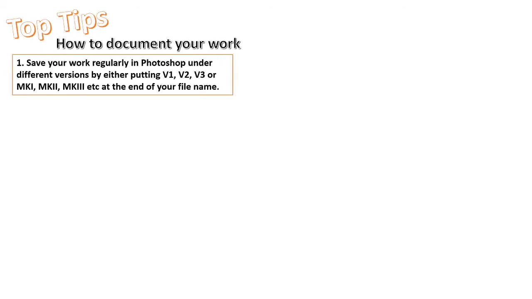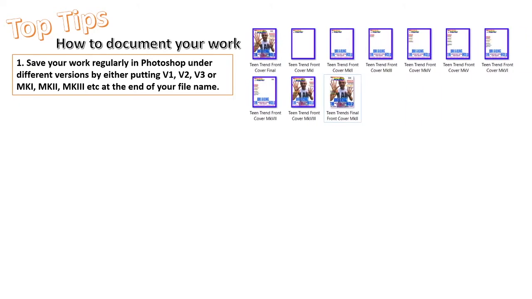Now, there are some top tips that I can recommend in terms of how to document your work. The first is to save your work regularly in Photoshop under different versions by either putting V1, V2, V3, or Mark 1, Mark 2, Mark 3 via Roman numerals, so that you end up with something that looks a little bit like this. This will showcase to the examiner that you are applying different elements and you're developing your product over time.